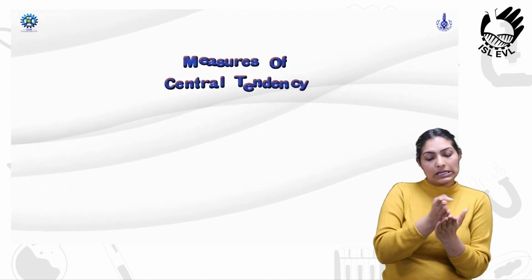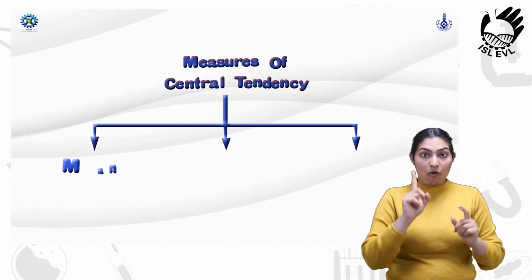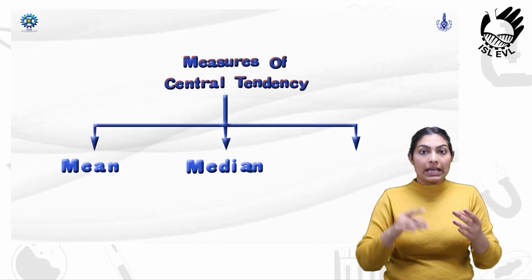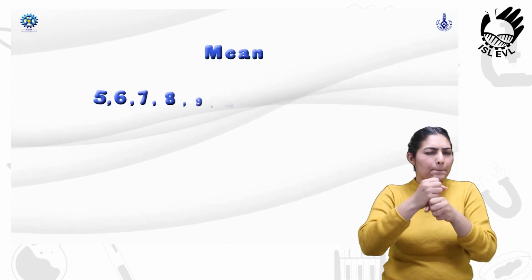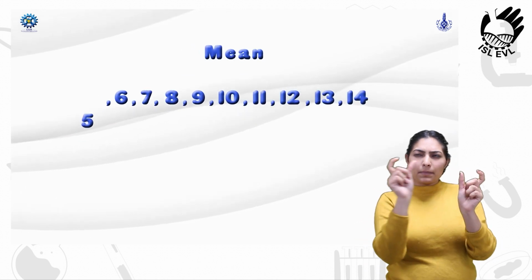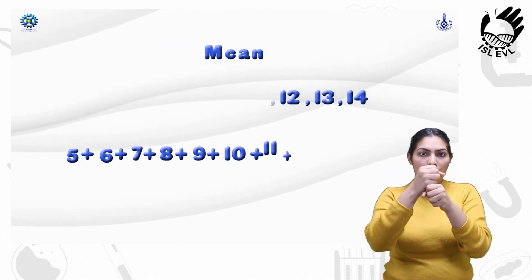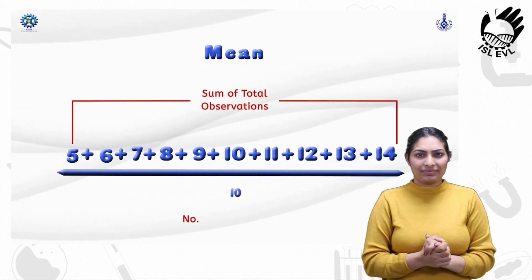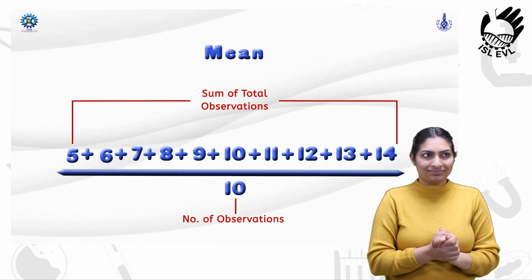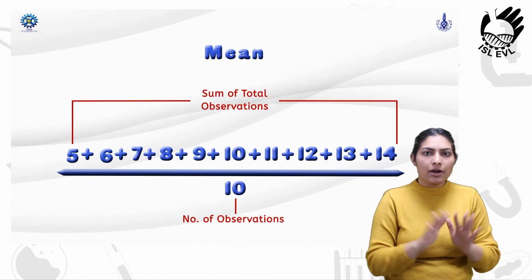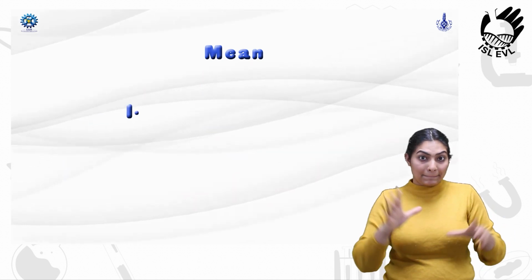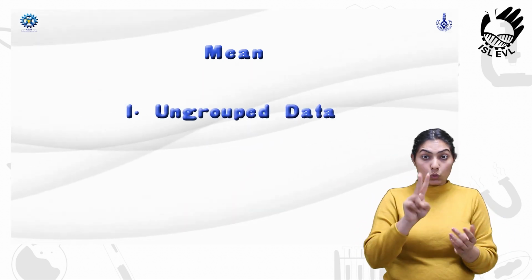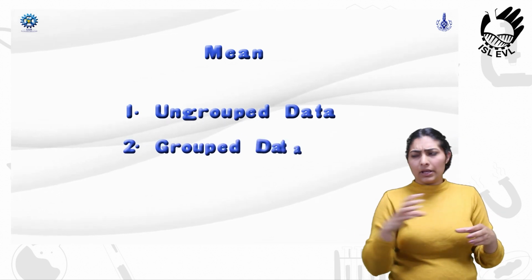There are three main measures of central tendency: mean, median, and mode. Mean. It's like the normal or average number we get when we add up all the numbers and then divide by how many numbers there are. The mean is just the average of a set of numbers. The mean can be calculated for two types of data: ungrouped data and grouped data.